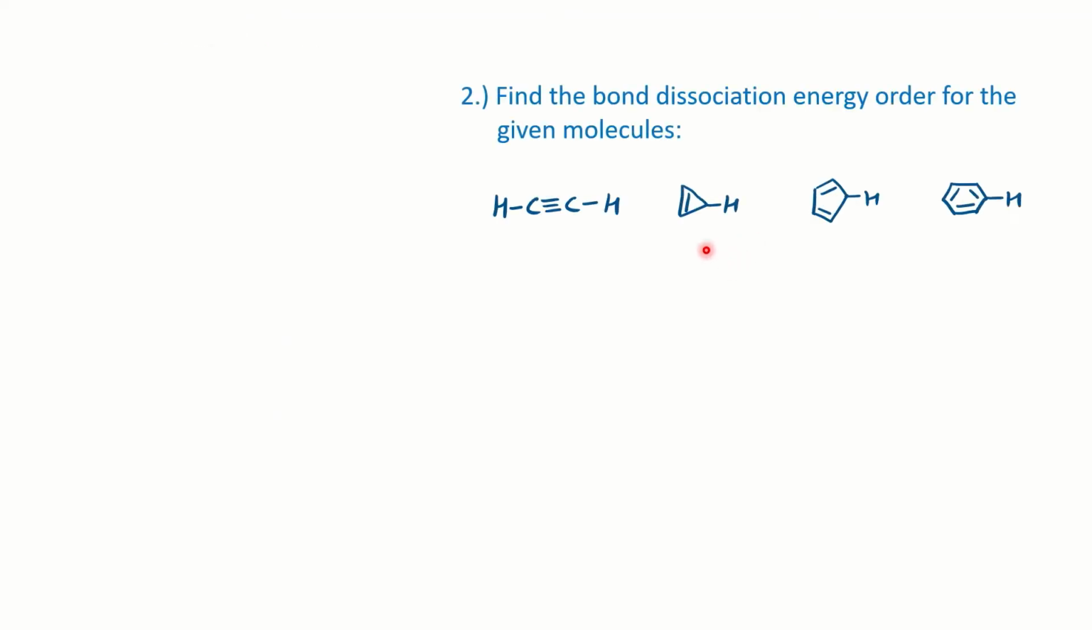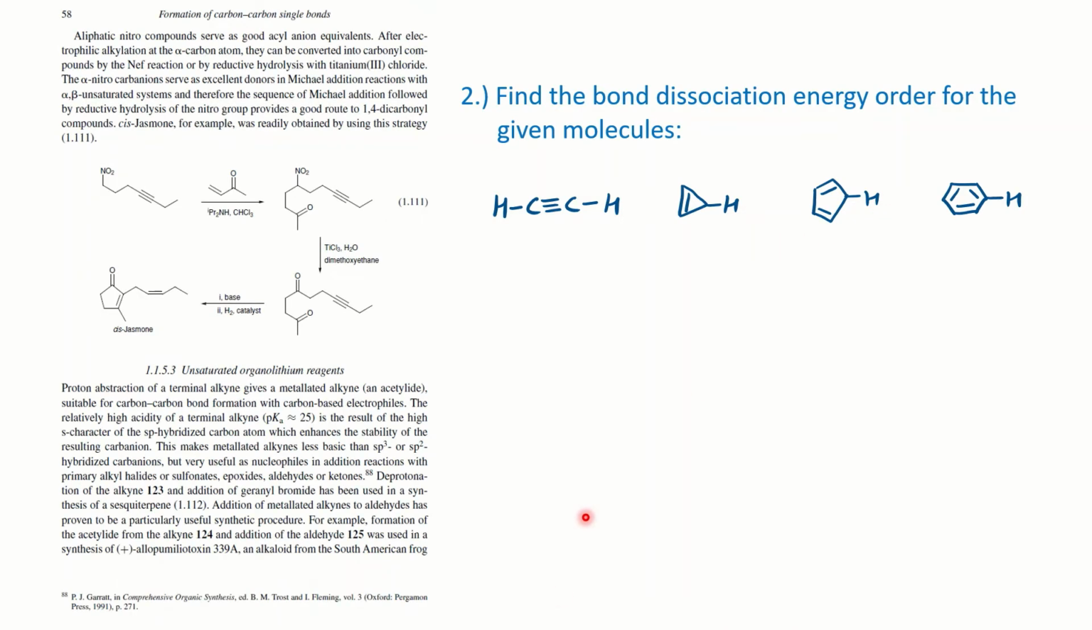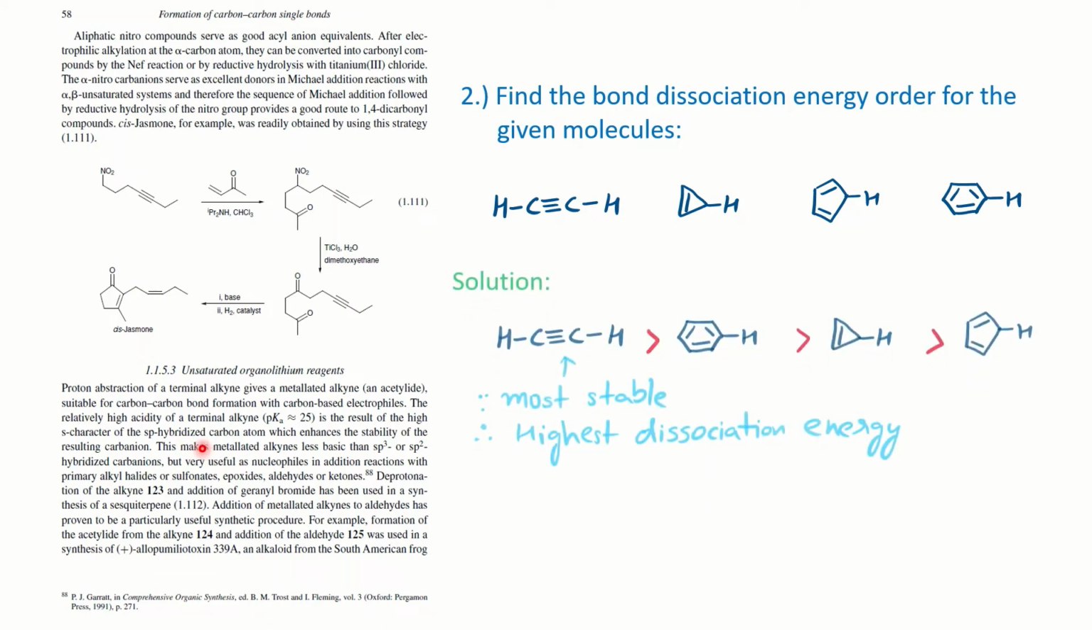This was the next question, where you had to find the bond dissociation energy for the given molecules. We know that the triple bond is the most stable as compared to the double bond and the sigma bond, based on the hybridization: sp, sp2 and sp3. And you can see here, based on the s character of the sp hybridized carbon, the concept is given here, and you can apply the same concept here and solve it.